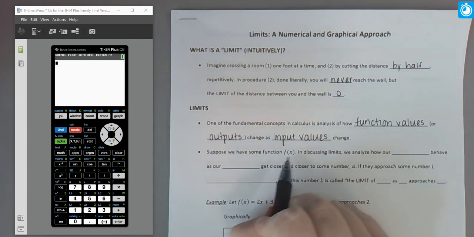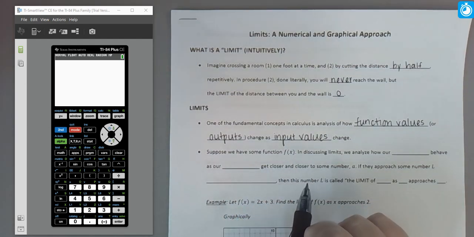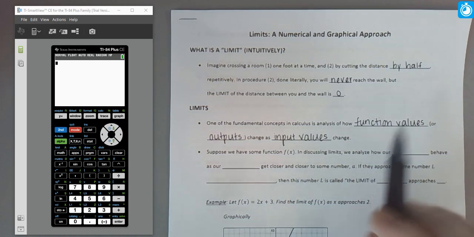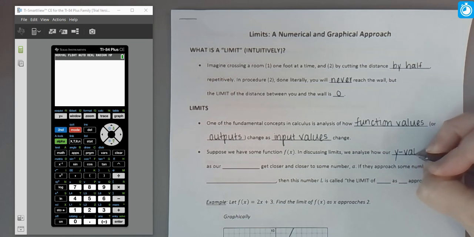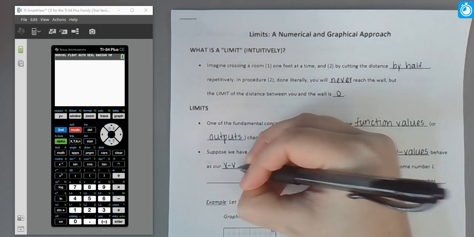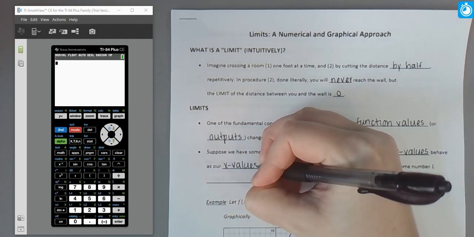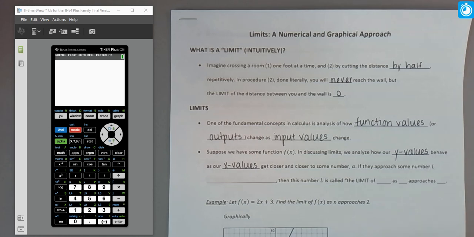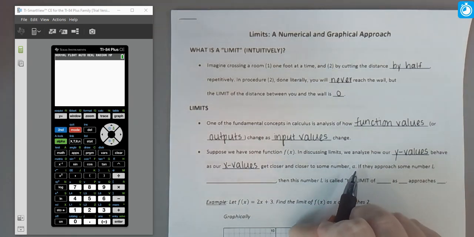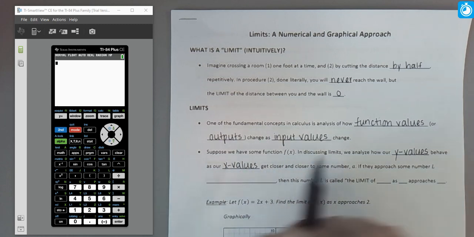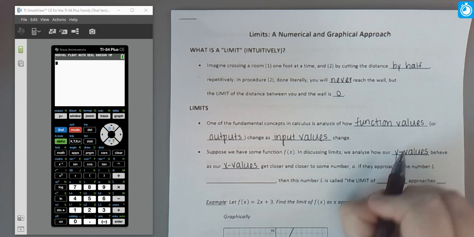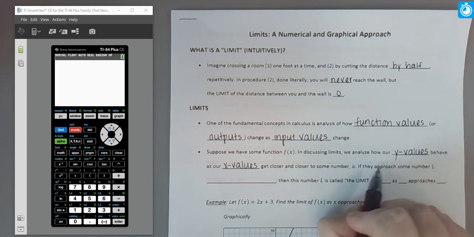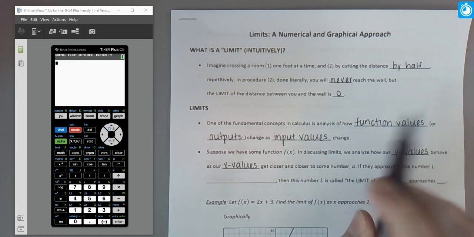So suppose we have some function that we'll call f of x. In discussing limits, what we're analyzing is how our y values behave, what sort of behavior we see, as our x values, our inputs, get closer and closer to some number that we're going to call a. So as our x values get closer and closer to a specific number, if our corresponding y values then approach some other number that we're going to call L, think of this kind of like the distance.